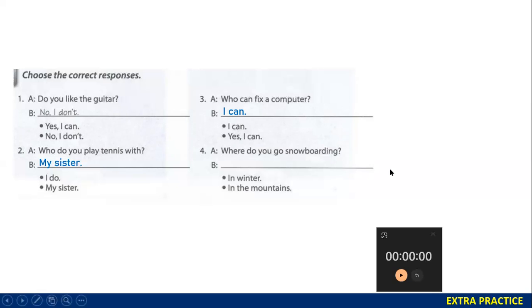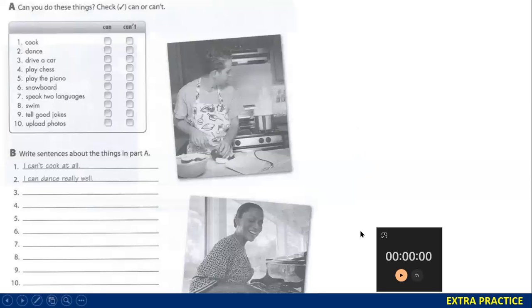Where do you go snowboarding? In the mountains. Very good. Because it's a place. Where do you go snowboarding? In the mountains. Okay, very good. Now, this one, it's a little bit longer, right?